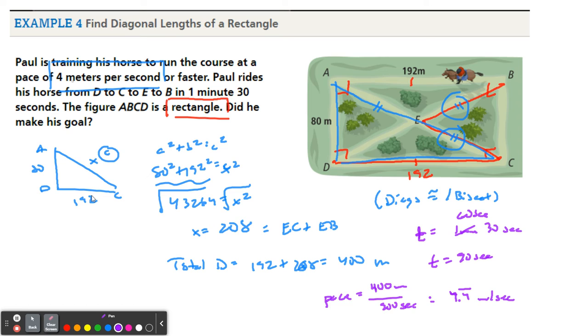So he wants to know if his pace was 4 meters per second or faster. That would actually mean 4 meters per second or less. Oh, I'm sorry, I'm wrong. No, he's good, right? Because he's covering more ground per second than 4. 4 meters per second or faster, so if he's higher than 4, that's fine. I apologize for mixing that up. So this is good. Because he's more than 4 meters per second, he did meet his goal. So Paul met his goal, and again, his pace was 4.4 meters per second.